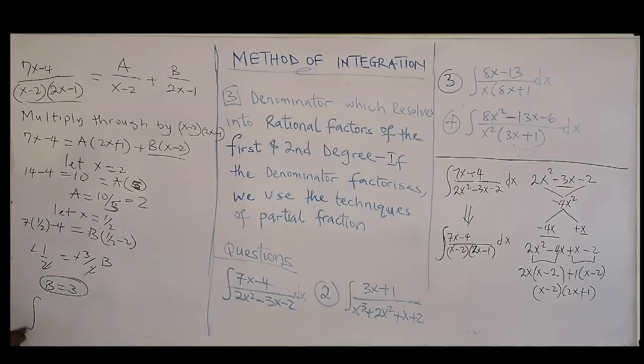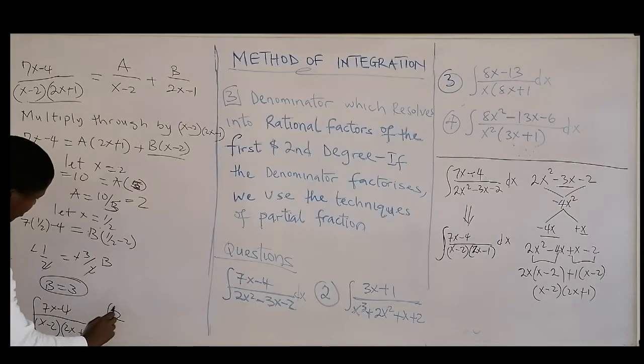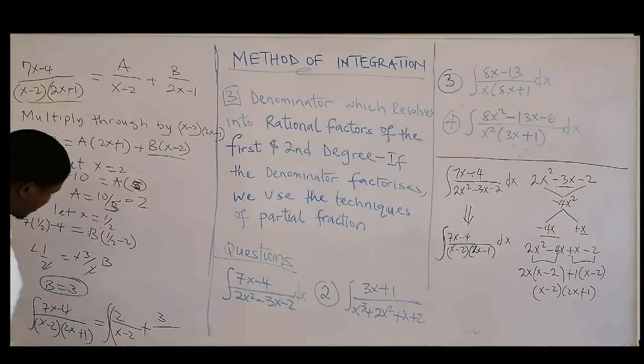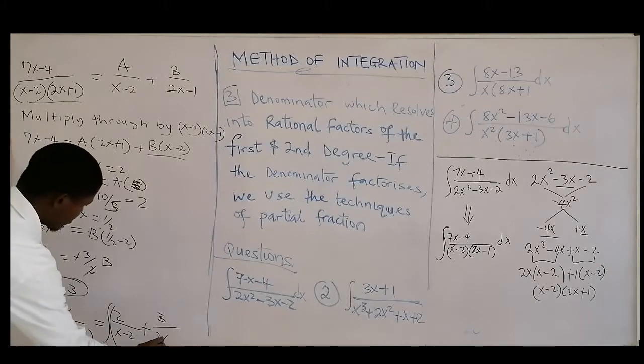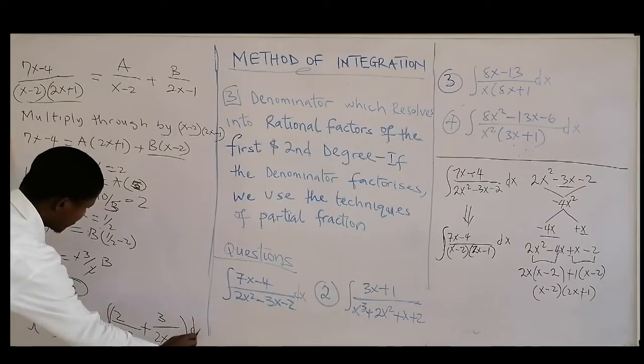We now have the integral of (7x minus 4) over (x minus 2)(2x plus 1). Over there, my A is 2. So the integral of 2 over x minus 2, then plus my B is 3 over 2x plus 1, dx.